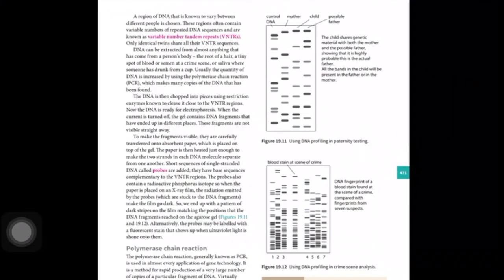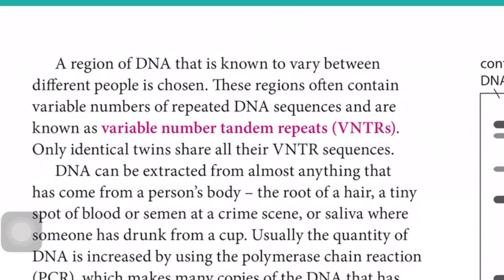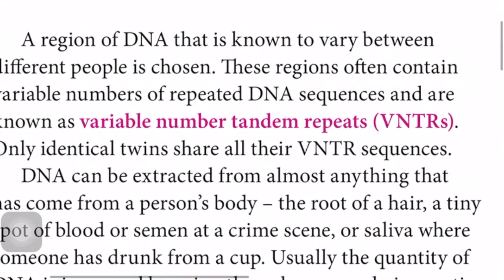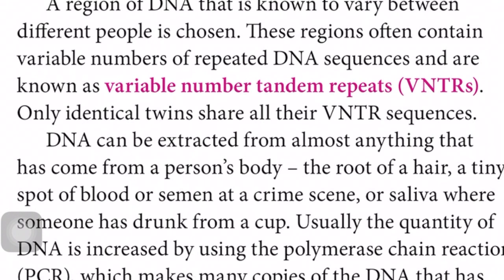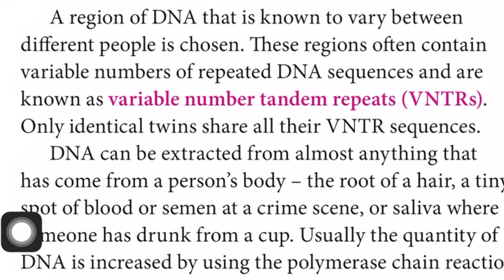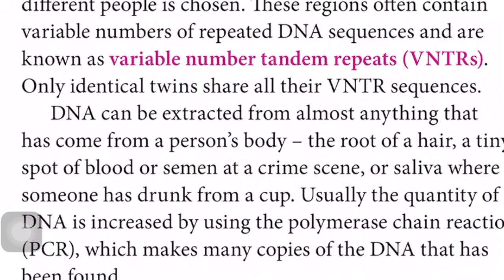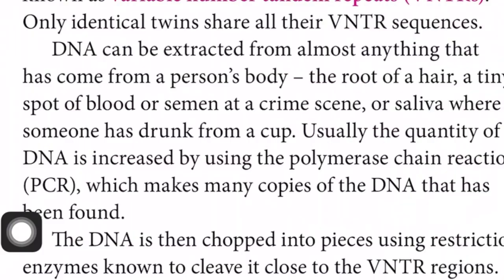Okay, so now let's see here. A region of DNA that is known to vary between different people is chosen because in forensics we need to compare the DNA to match. If the sequence of DNA that we have taken is the same in every person, then we cannot use it for forensic purposes. These regions often contain a variable number of repeated DNA sequences and are known as variable number tandem repeats, which means that the number of repeats vary. The number of DNA sequences vary, but the DNA sequences are the same. Only identical twins share all their VNTR sequences.